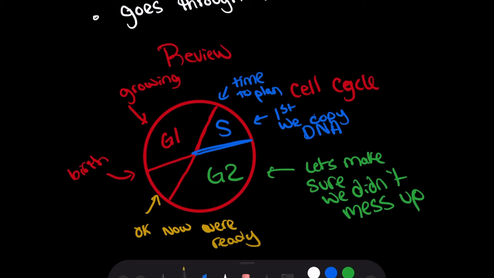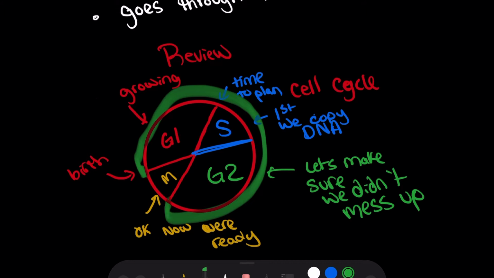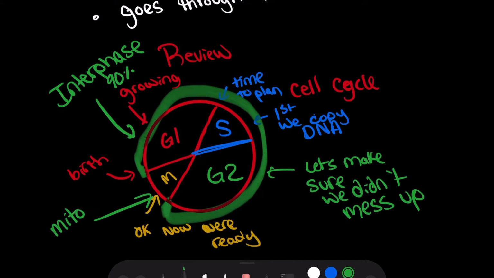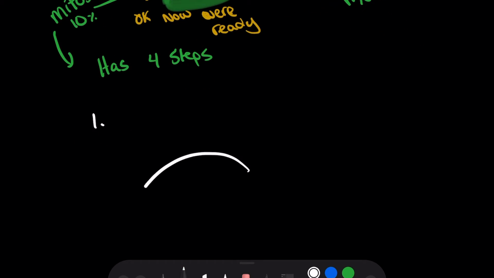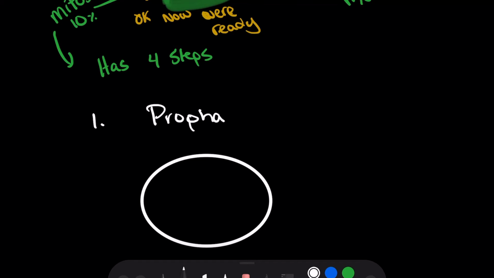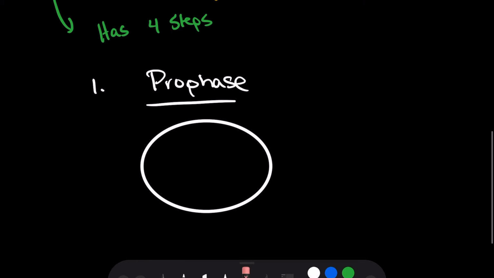So now let's talk about the actual dividing phase. The phase that we talk about in somatic cells, the M phase, stands for mitosis. It makes up 10% of the cell cycle, so it's not a lot. Remember, interphase is the other three, G1, S, and G2, and it's 90%. So this is only a short segment in the life cycle of a cell. So let's go through the 4 steps that make up mitosis.